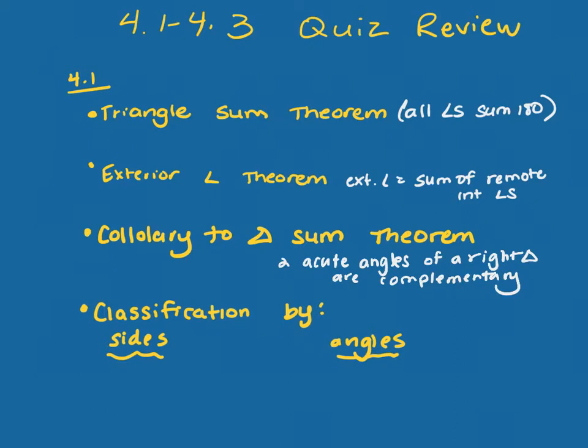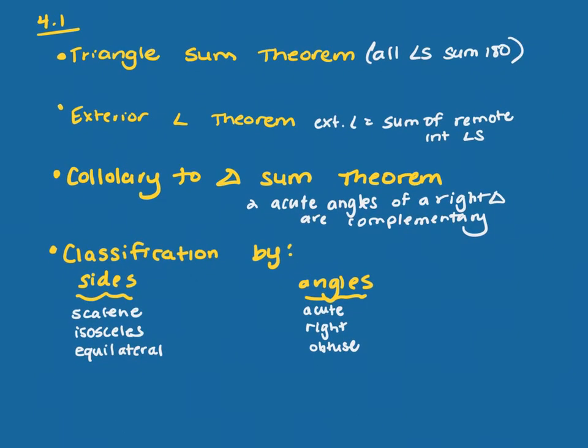We classified the triangles by the sides, which are scalene, no two sides the same, isosceles, at least two sides the same, and equilateral, all three sides the same. And we classified them by angles. Acute, where they are all less than 90, right, 1 is 90, obtuse, 1 is larger than 90, and equiangular, where they all are equal.